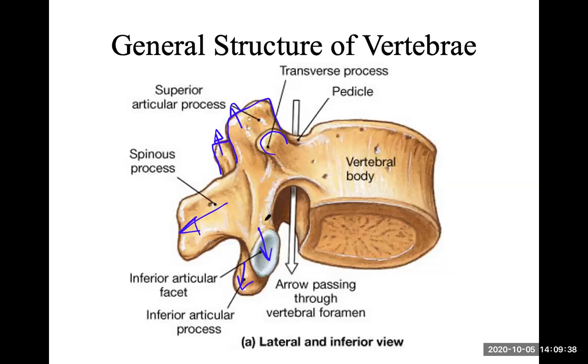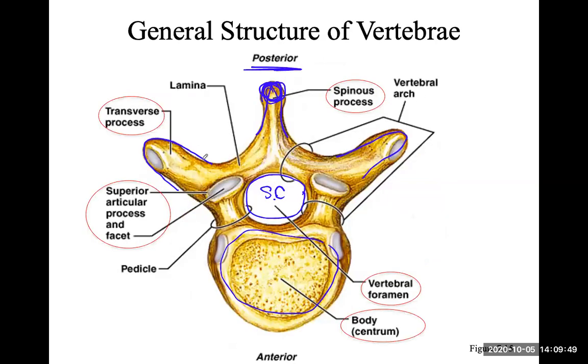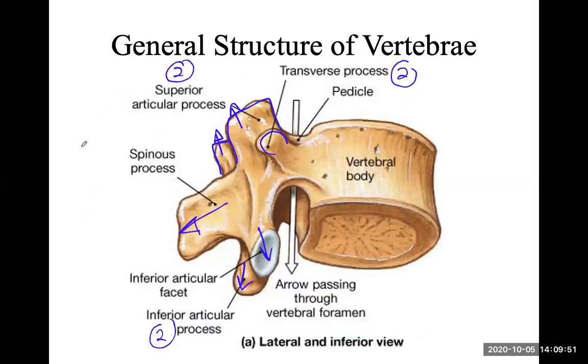Inferior articular process. Superior articular process, there are two of those. There are two of these. Two of the transverse process, you can see them on this picture. 1, 2, and then a single spinous process. So total of 7 processes come off of a typical vertebra.